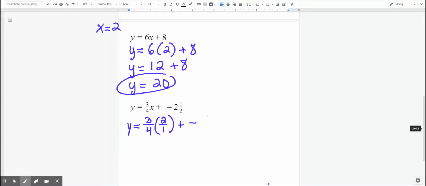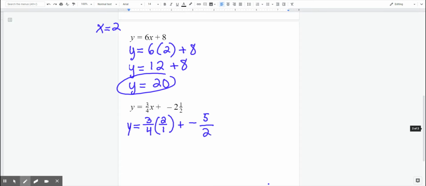Now, to make our lives a little bit easier, since we're clearly dealing with fractions, let's go ahead and turn negative 2.5 into a mixed fraction, or excuse me, an improper fraction. So we have 2 times 2 is 4, plus 1, so our numerator is 5, and our denominator stays the same.